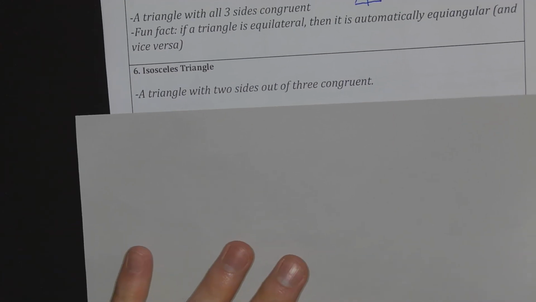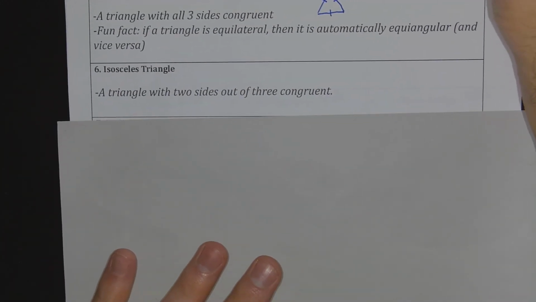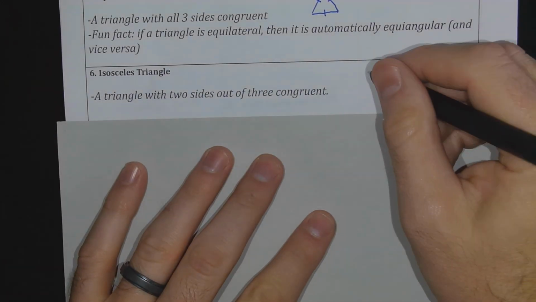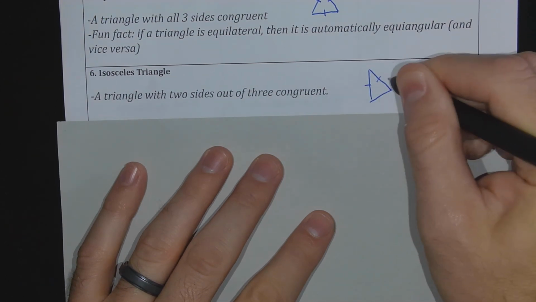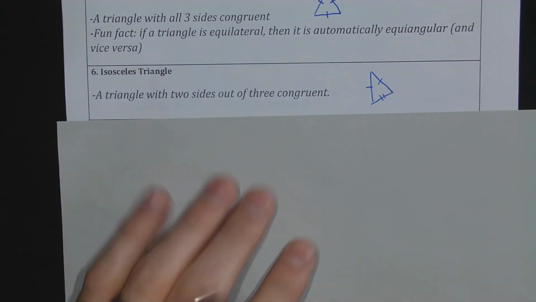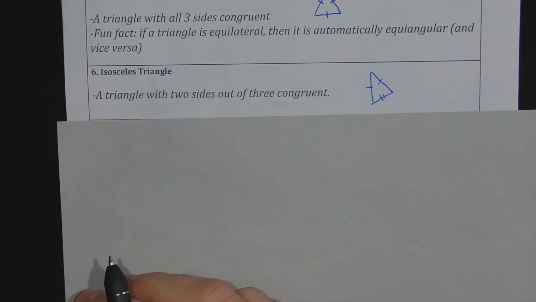Isosceles triangle. An isosceles triangle is a triangle with 2 sides out of 3 that are congruent. So I draw 2 sides like this, 1, 2, those 2 are the same, the third one is not. That's an isosceles triangle.